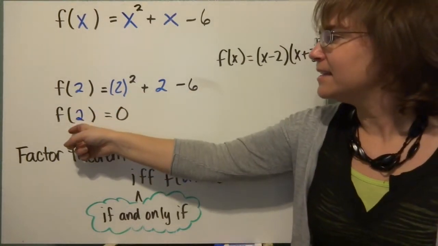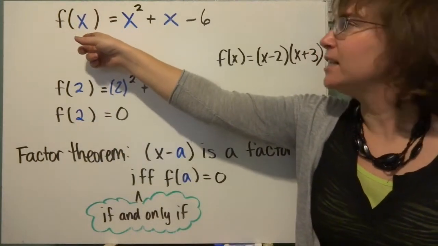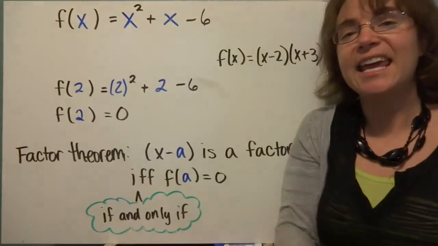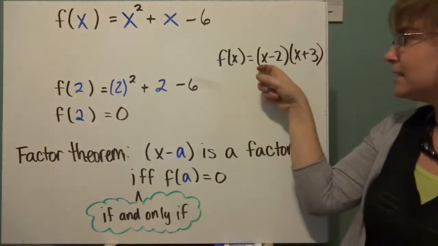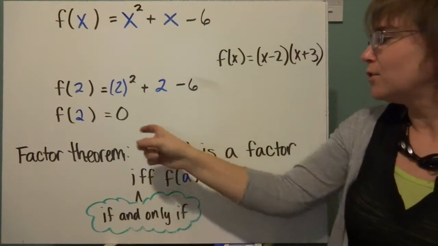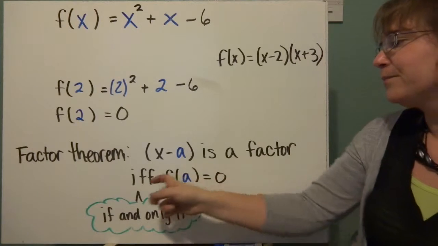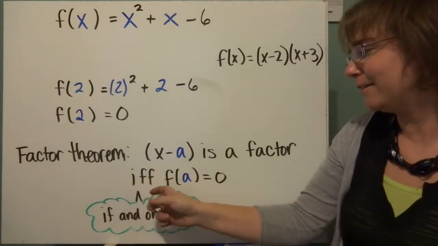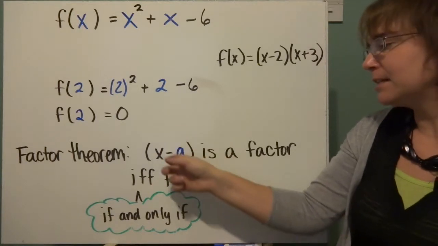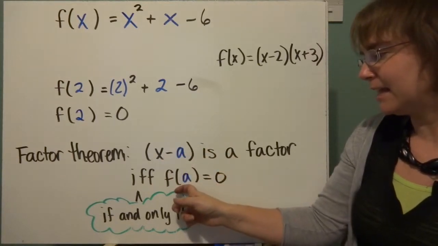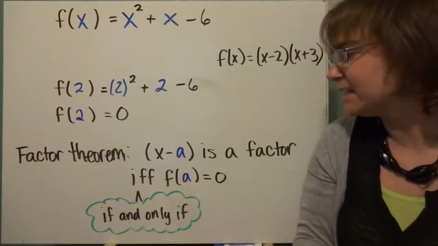So what this says is if I take a value and I plug it in or substitute it into my equation, and I get out a 0, I know that the opposite, this is going to make a factor. So the opposite of this. So x minus a is a factor IFF, that's if and only if, f of a is equal to 0. So if I think something's a factor, I can take f of a and see if it is a 0, and then I know x minus a is a factor.